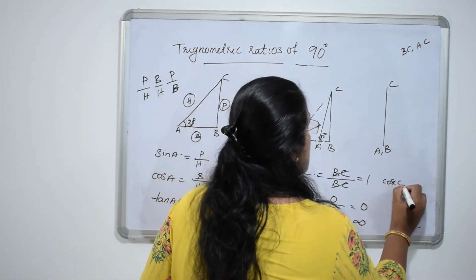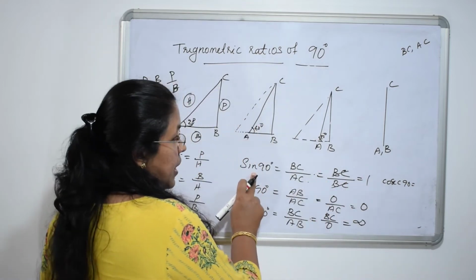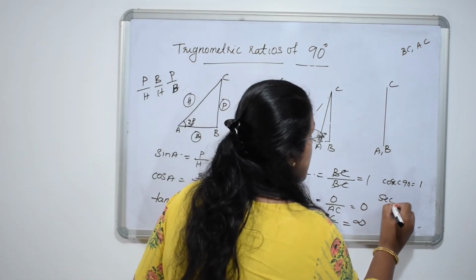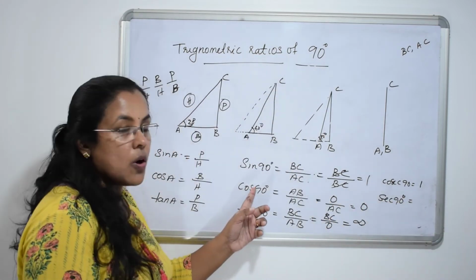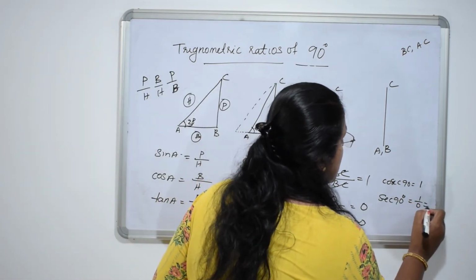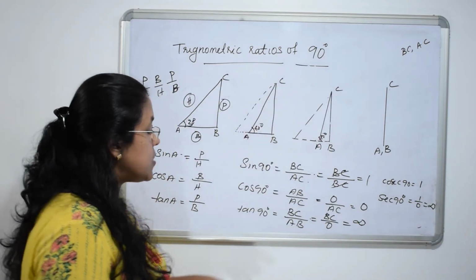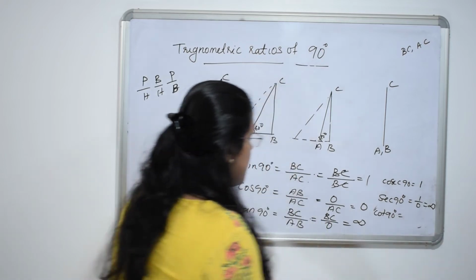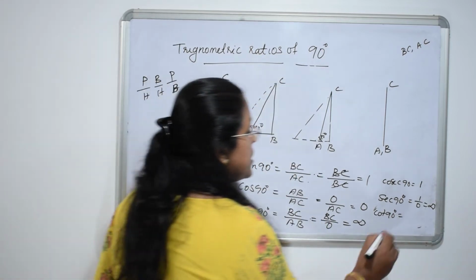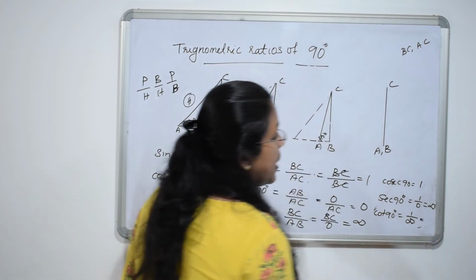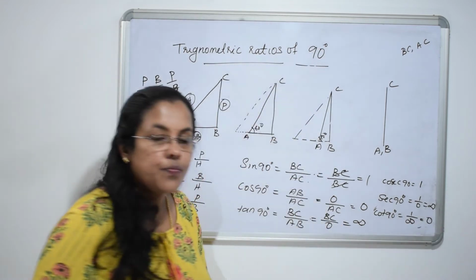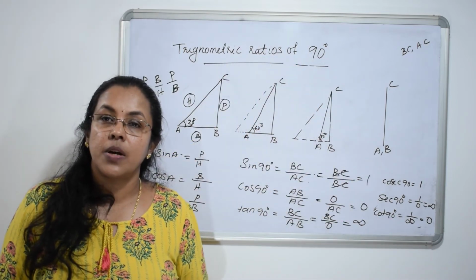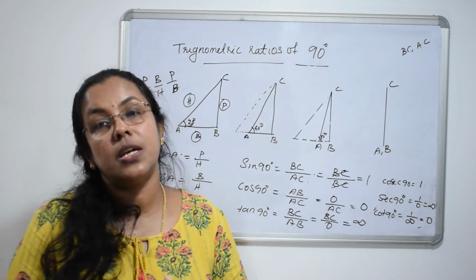So cosec 90 is 1 upon sin 90, that is 1 upon 1, which is equal to 1. Sec 90 is 1 upon cos 90, that is 1 by 0, which is not defined. And last one, cot 90 is the reciprocal ratio of tan 90, that is 1 by infinity, 1 by not defined, which is 0. So these are the trigonometric ratios of 90 degrees. Now all the trigonometric ratios of this year are completed.